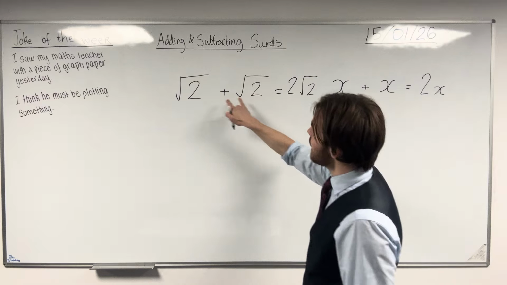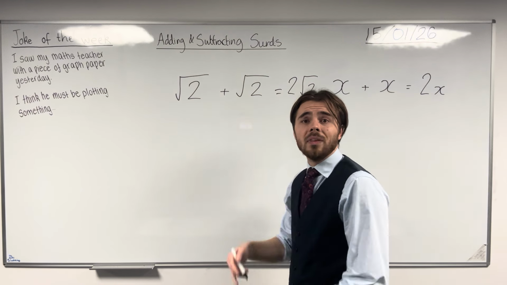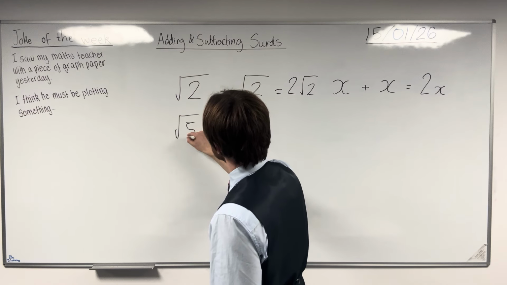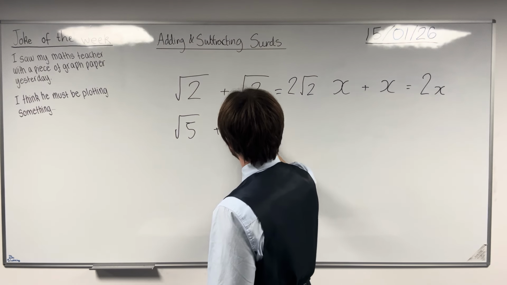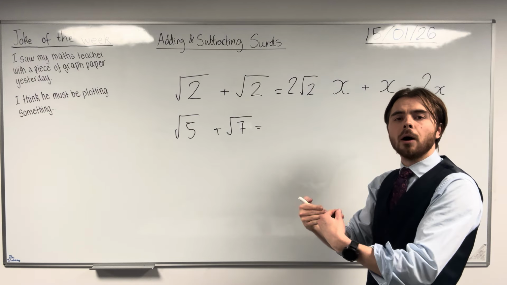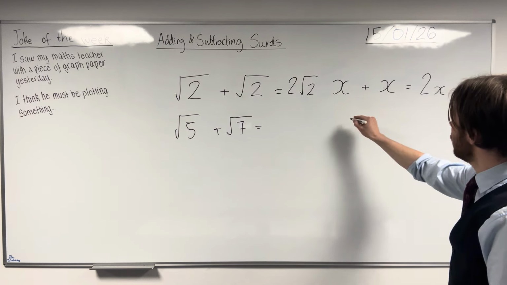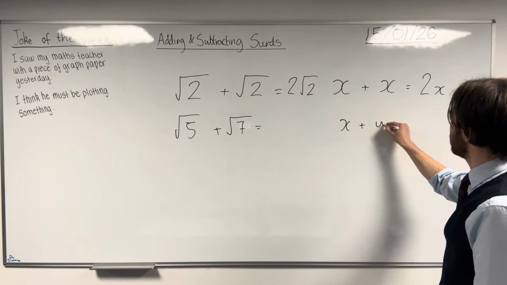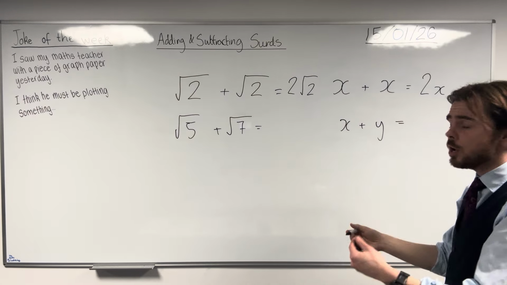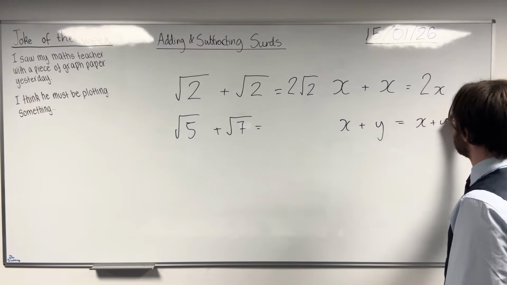Now you can only add surds when they have the same value in the square root. So for example, if I had root 5 add root 7, I can't add them, I can't combine them. A lot like in algebra, if I had y plus x or x plus y, you can't add these together because they are different terms. The answer would just be x plus y.